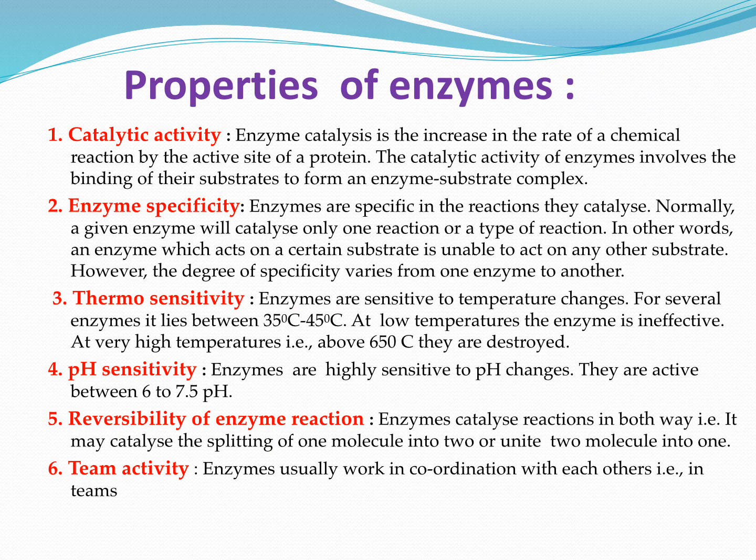Third one is the thermosensitivity. Enzymes are sensitive to temperature changes. For several enzymes, the optimum lies between 35 degree to 45 degree centigrade. At low temperatures the enzyme is ineffective. At very high temperatures, that is above 65 degree centigrade, they are destroyed. Fourth one, pH sensitivity. Enzymes are highly sensitive to pH changes. They are active between 6 to 7.5 pH.